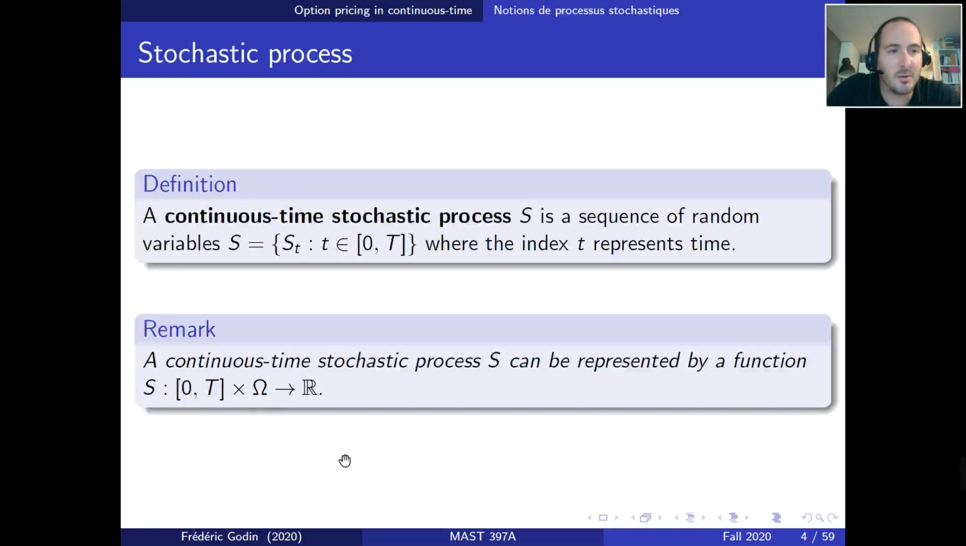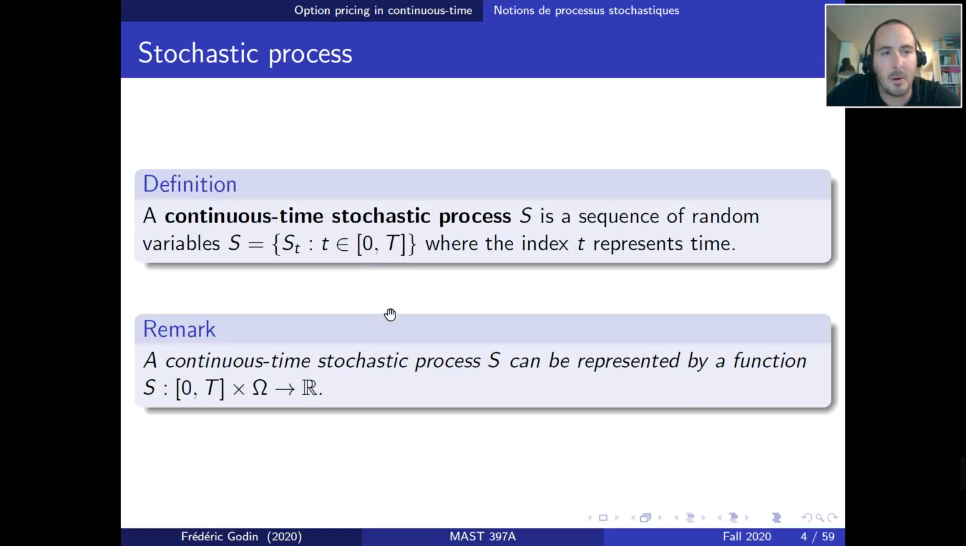Here we're going to do a bit of mathematical definitions. We define a continuous time stochastic process S as a sequence of random variables indexed by time. So S, a stochastic process, is a set or a sequence of S_t's where each of these S_t's is a random variable, and t is an index flowing continuously between 0 and time capital T.